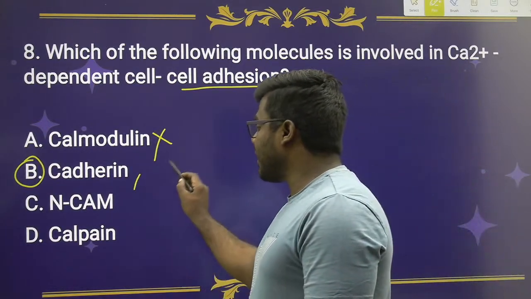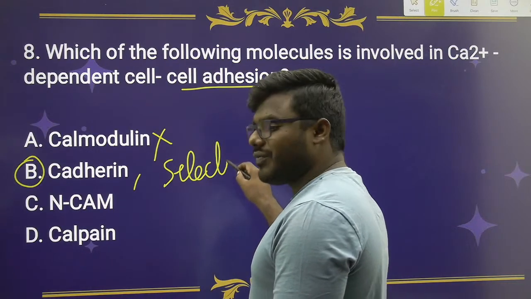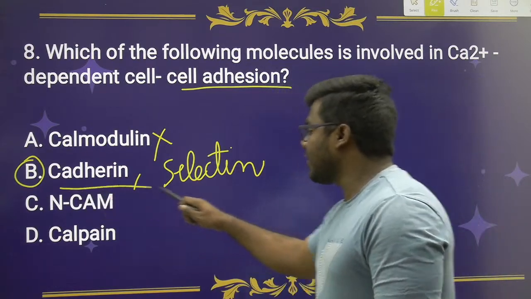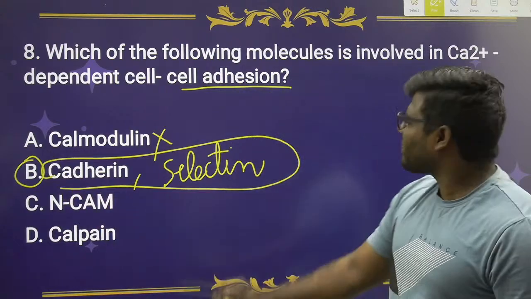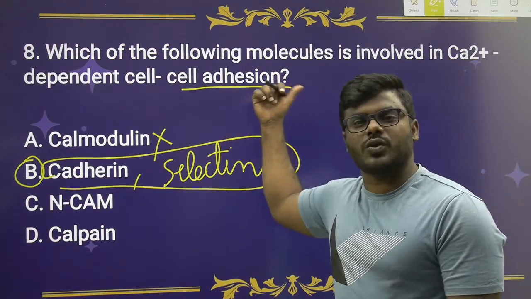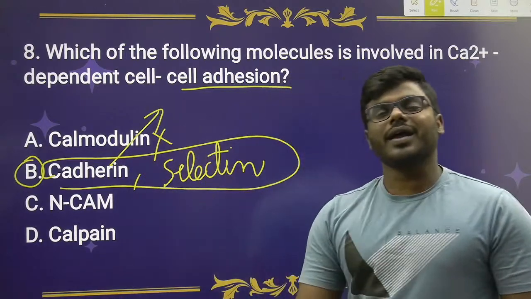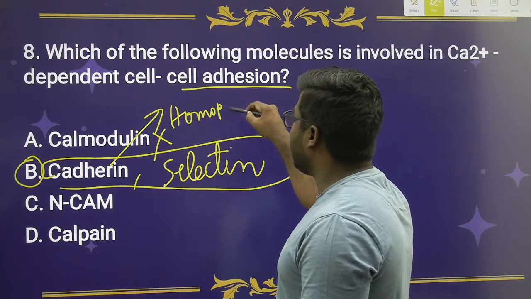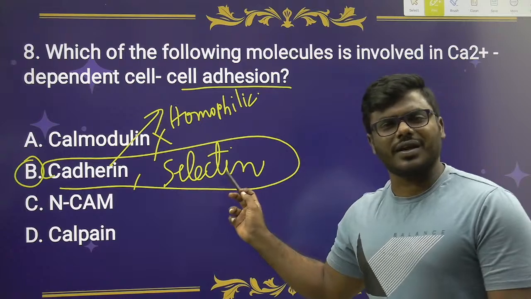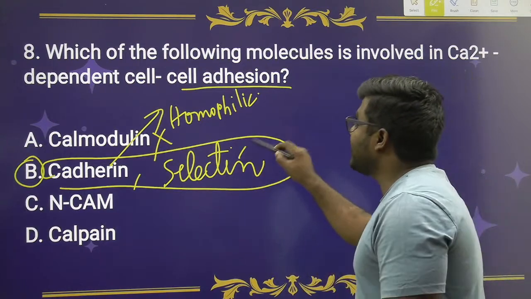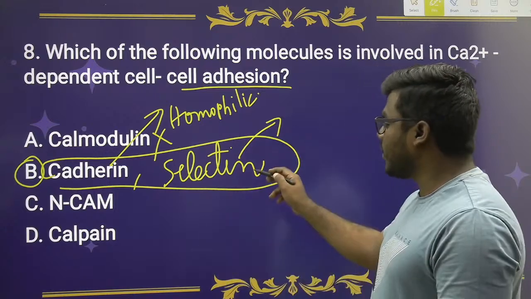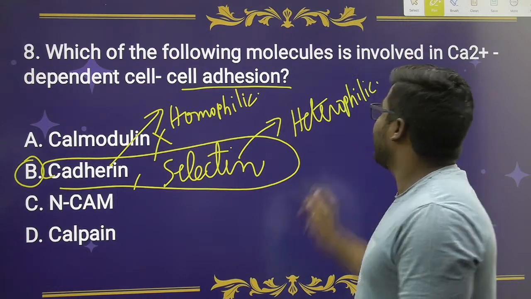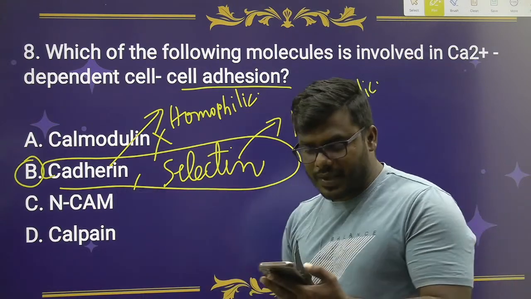Very good. So along with cadherin, friends, selectin. Selectin is the other molecule which is always associated with cell adhesion with respect to calcium. And you also know very well, cadherin shows homophilic adhesion. Even selectin is associated with calcium, but it shows heterophilic adhesion. Please don't forget this statement. Hence the correct answer will be B.